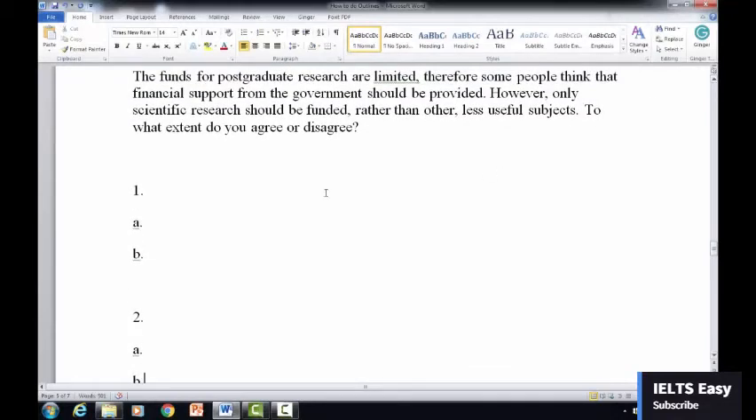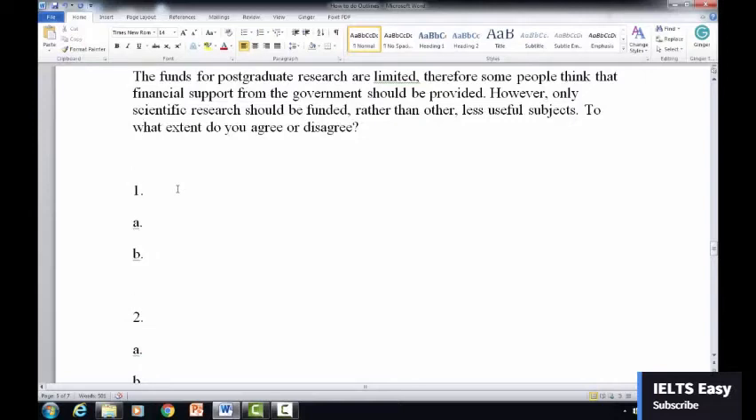Let's look at our question here. Our question says the funds for postgraduate research are limited. Therefore, some people think that financial support from the government should be provided. However, only scientific research should be funded, rather than other less useful subjects. To what extent do you agree or disagree? Right? To what extent do you agree or disagree?